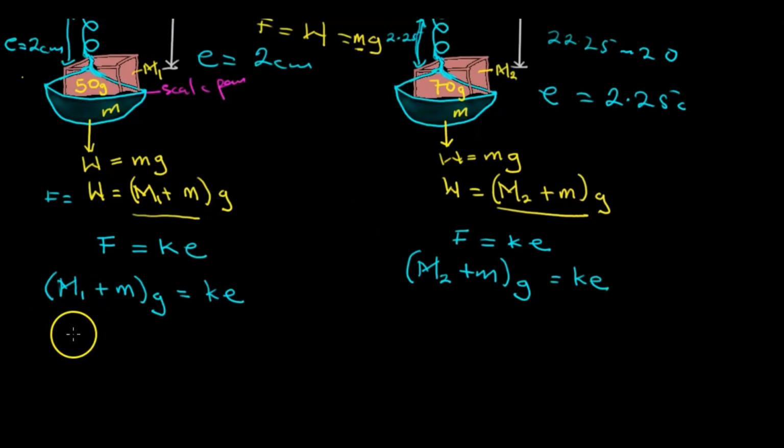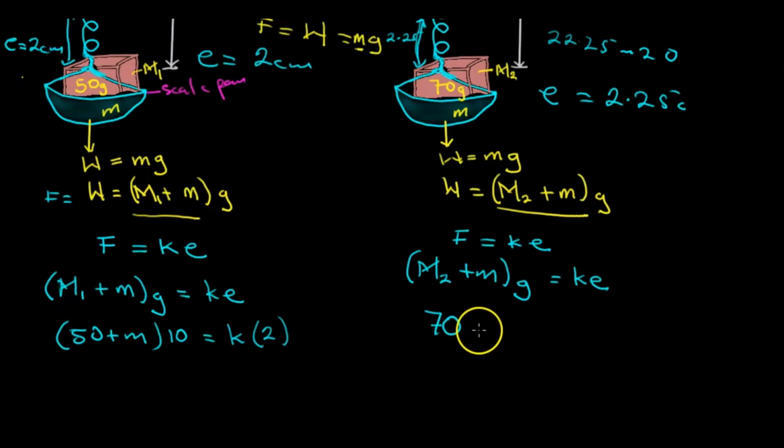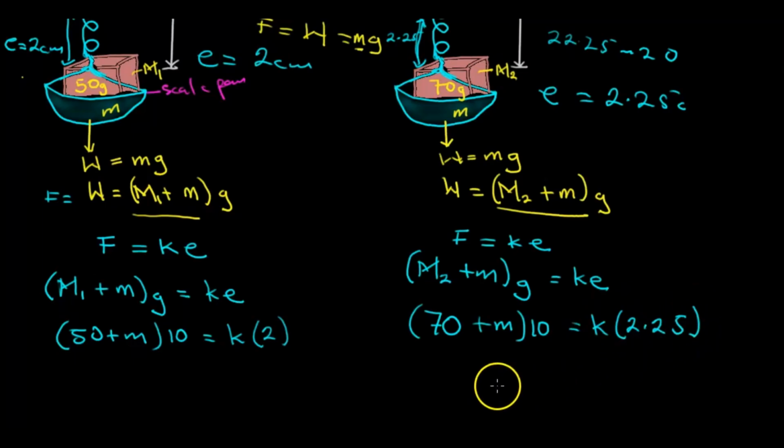We know that our M1 is 50 grams plus M, which we don't know, we are yet to look for it, multiplied by 10, which is gravity. Then we have k, which is not specified here, multiplied by 2, which is the extension for the 50 grams. Now we come here, we have 70, which is the mass of the second loaded object, plus m, which is the mass of the pan, multiplied by 10, which is gravity. Then we have k multiplied by 2.25 centimeters.